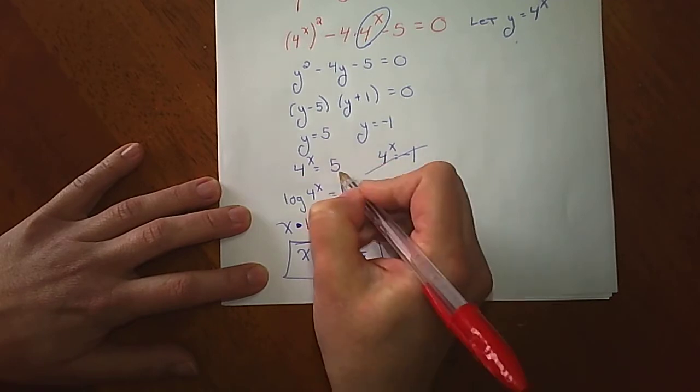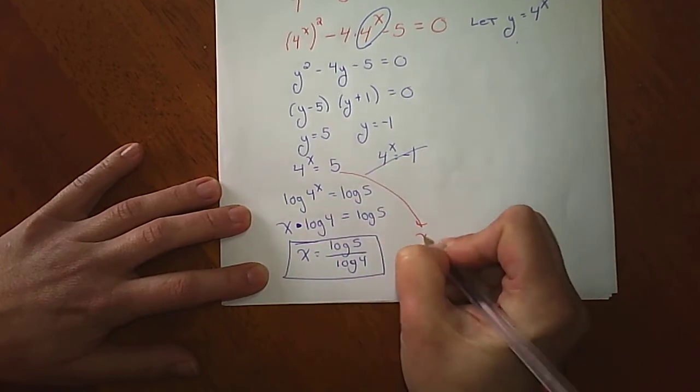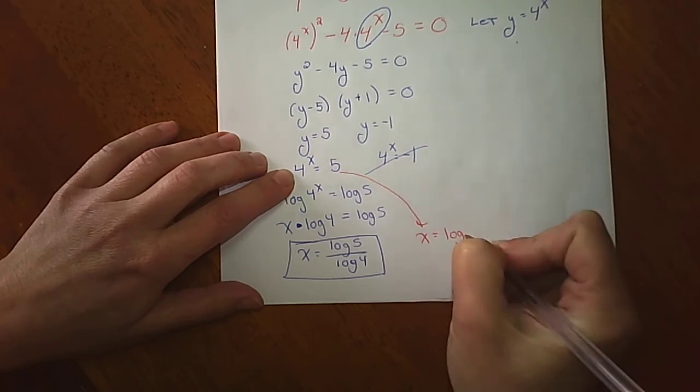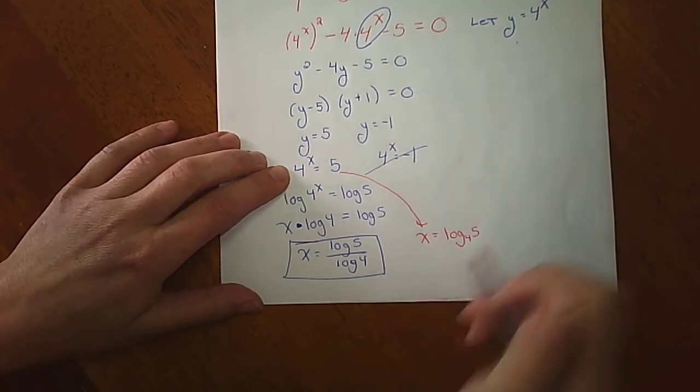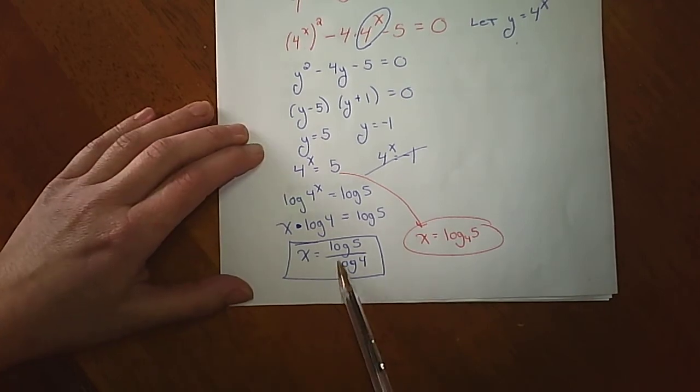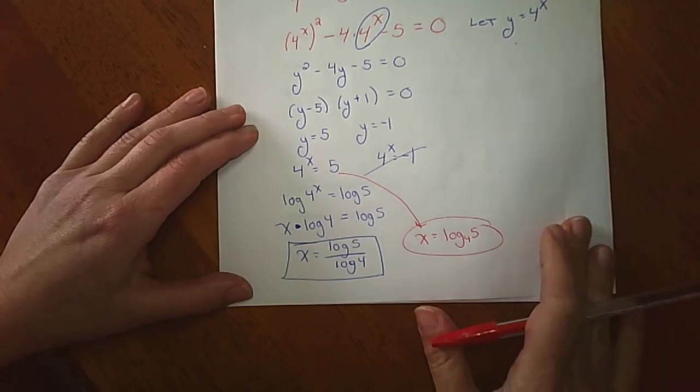Another way you could do it is, x equals, this week we're going to bend it, so log base 4 of 5 equals x. So that's acceptable as well. However, you should be able to do it this way. That's how you usually see it, especially when you get to calculus. All right, that's your do now.